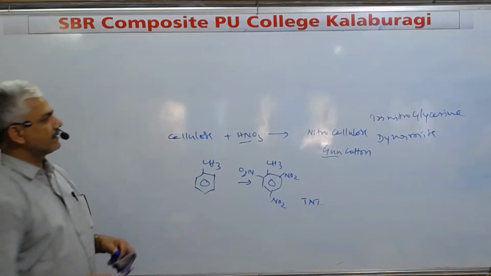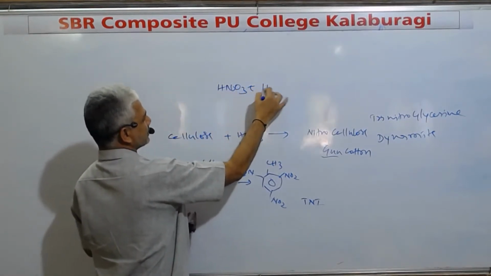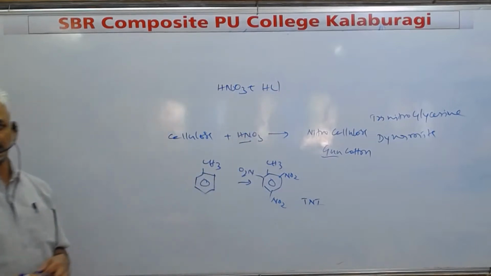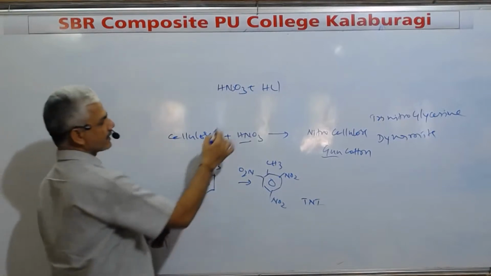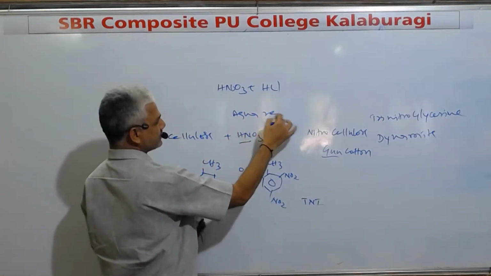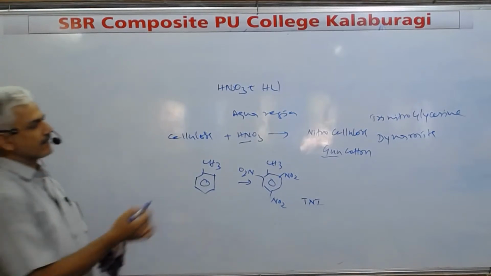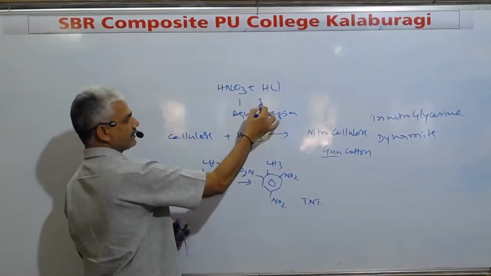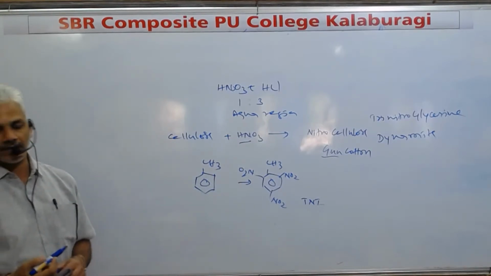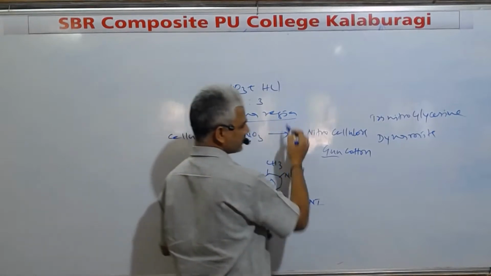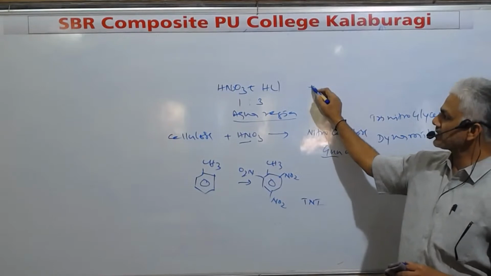Right? Then one more important aspect you have to remember is that a mixture of concentrated nitric acid and concentrated HCl is called aqua regia. What is the composition? Nitric acid 1 mole, 3 moles HCl, a 1:3 molar ratio. And what is the specific application of aqua regia? It can dissolve noble metals.